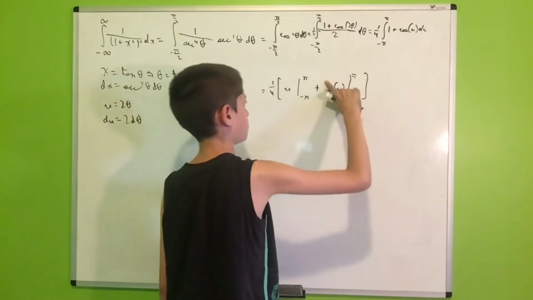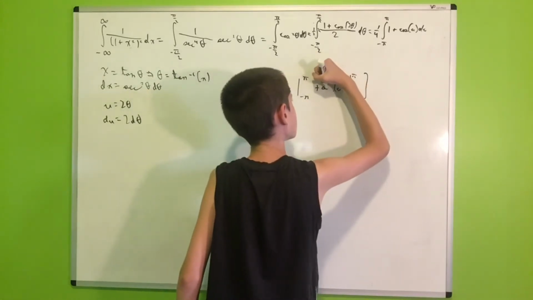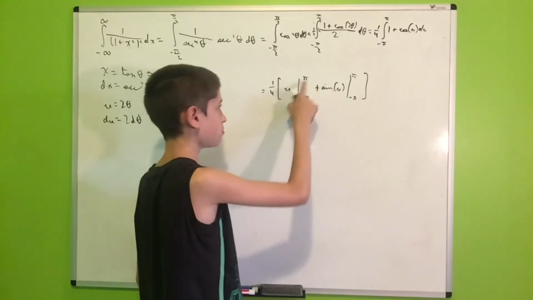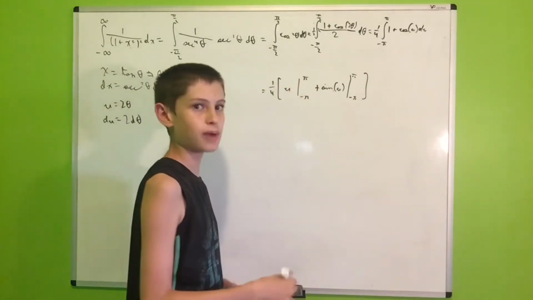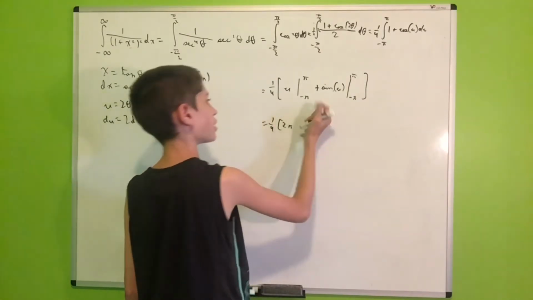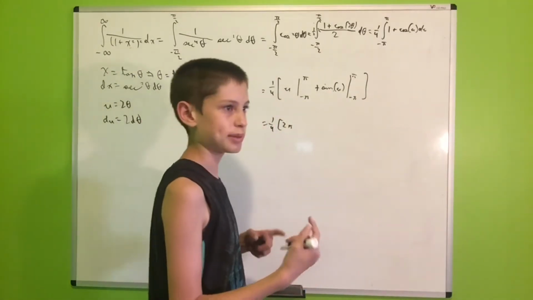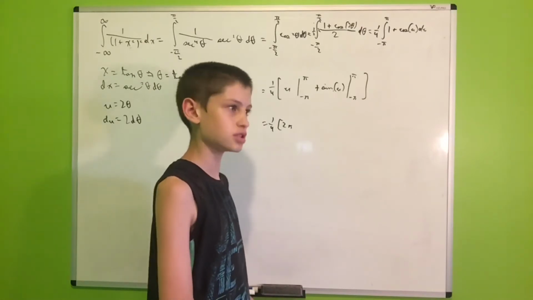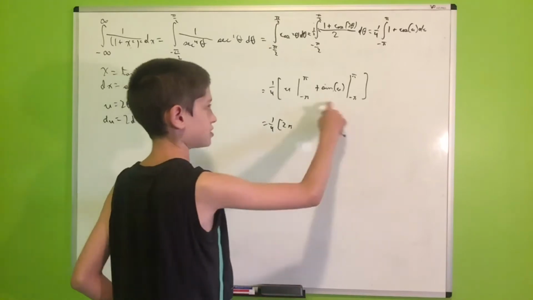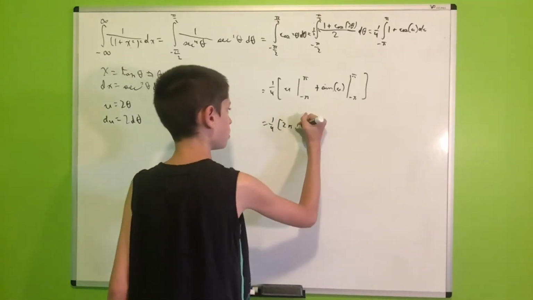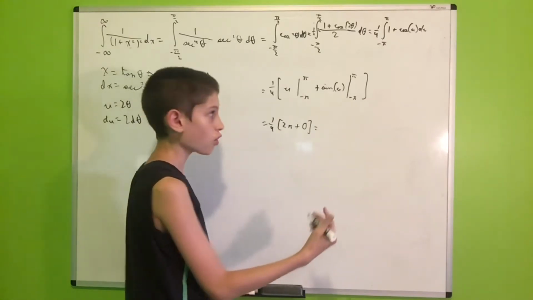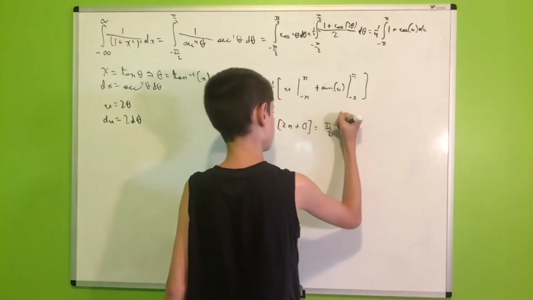I mean the sine of u. But then, for the u term, we get pi minus negative pi, which is simply 2 pi. And then for this one, sine of pi is simply 0, sine of negative pi is also 0. You can verify that using the unit circle or something. And 0 minus 0 is simply 0. So 2 pi plus 0, 2 pi plus 0 is 2 pi. 2 pi over 4 is simply pi over 2.